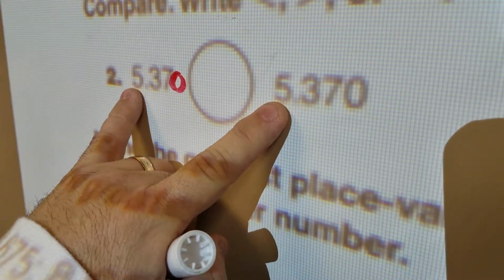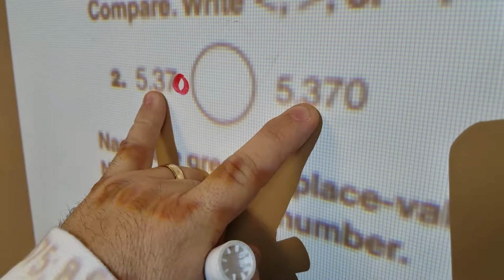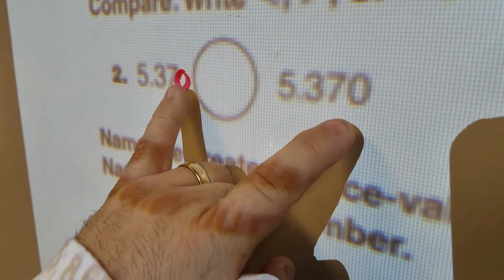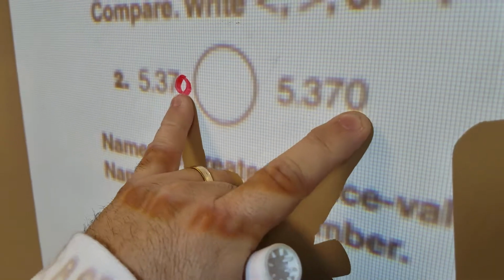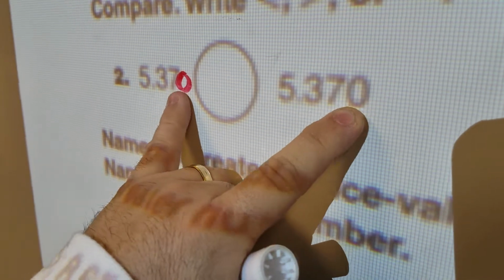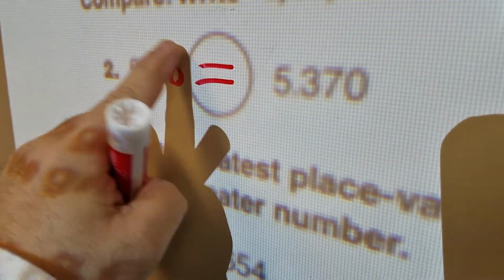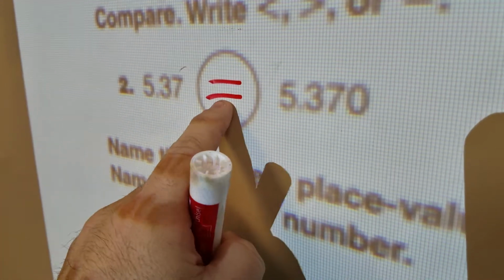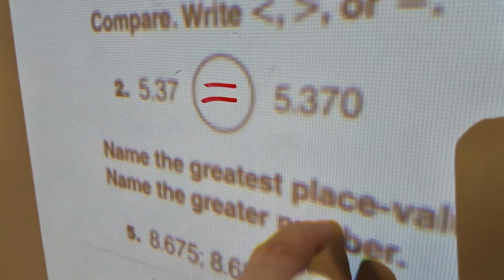So my whole number, I have a 5 and a 5, equal, a 3 and 3 in the tenths, equal, a 7 and 7 in the hundredths, equal, and this one originally had a 0, and this one I put in a 0 so I can have the same number of decimals, remember? So 0 and 0 are equal. Therefore, 5 and 37 hundredths is equal to 5 and 370 thousandths. Same number.